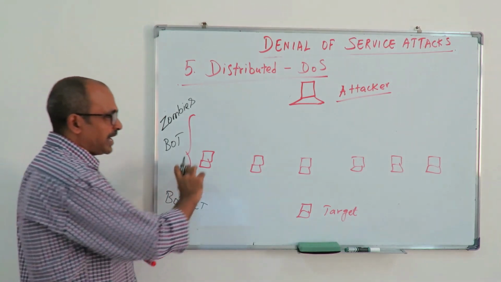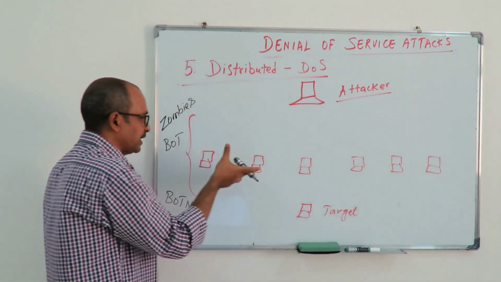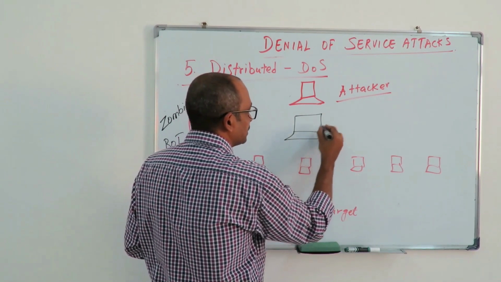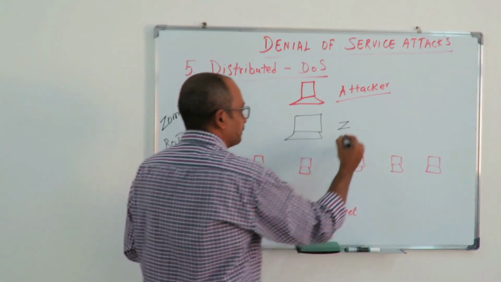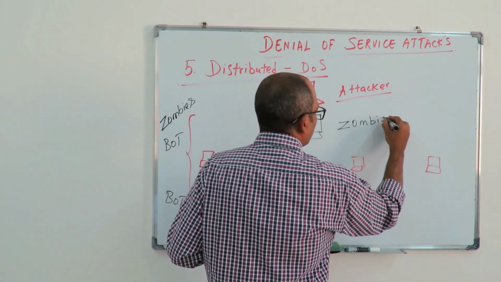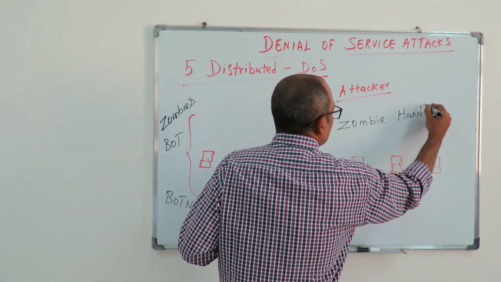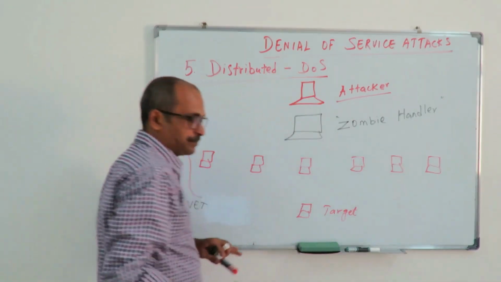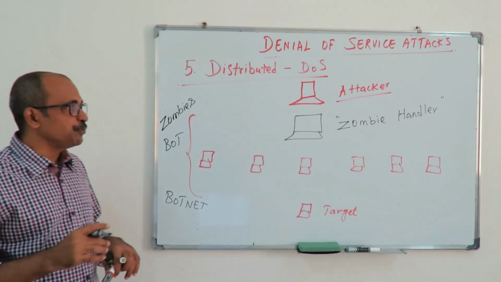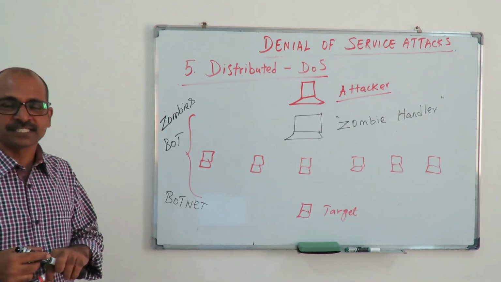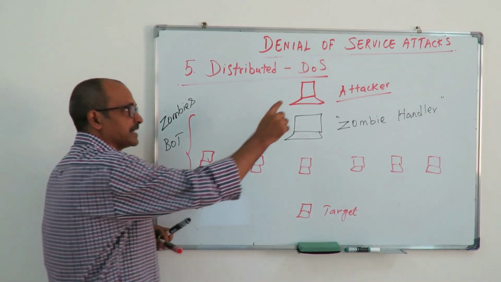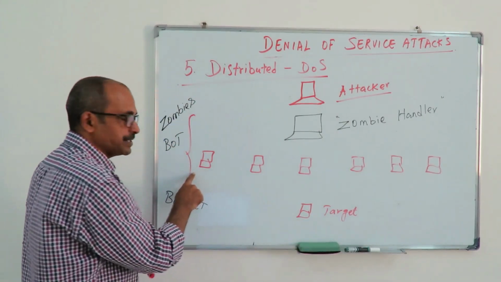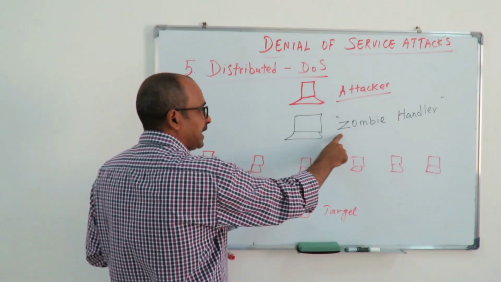Now, to handle all these zombies, I'm going to have one more person, called the zombie handler. So the distributed denial of service attack architecture is going to involve 4 entities. The first entity is the attacker, the second entity is the target, the third one is the zombies, and the fourth one is the zombie handler.